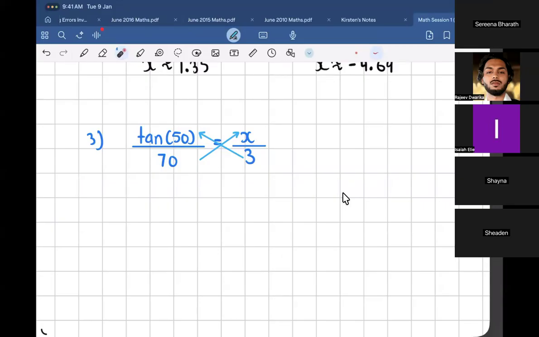I would do 70 by x and then tan 50 by x. I agree. I would do that as well. 70 by x, so you get that on the left-hand side. And then I would say 3 tan 50. Right? So to solve for x, I would have to do what now?